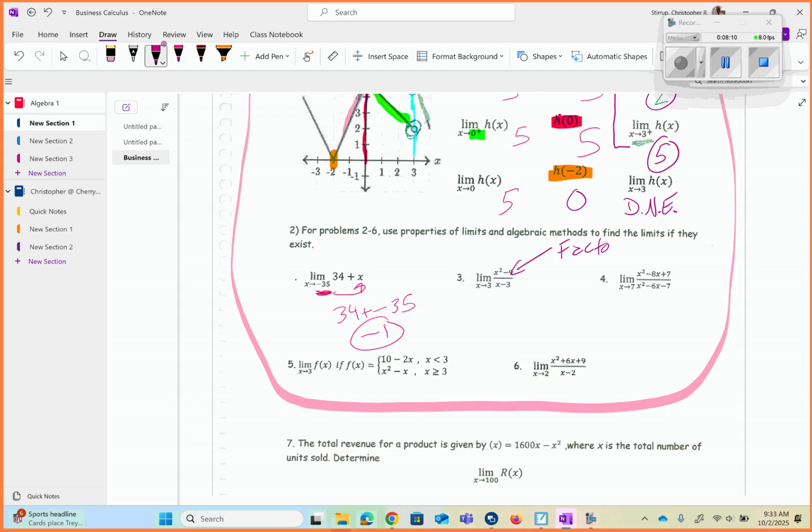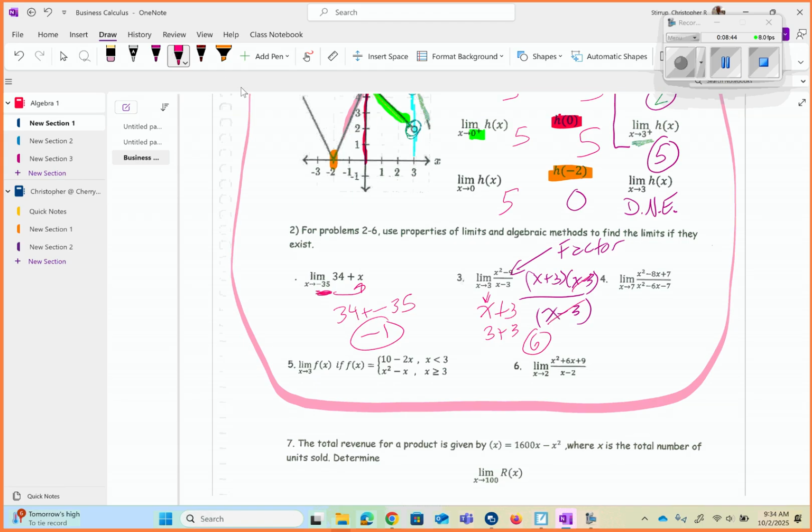X squared minus 9 factors to x plus 3, x minus 3, over x minus 3. And then the nice thing is these x minus 3's cancel. So then we just wind up getting x plus 3. I can directly plug this in here, so I'll get 3 plus 3, which is also 6. But we could show it either way. Okay, so again, sometimes it'll work out really nicely if it factors. Again, if you get to Desmos, you're looking for the undefined on some of these, not all of them.